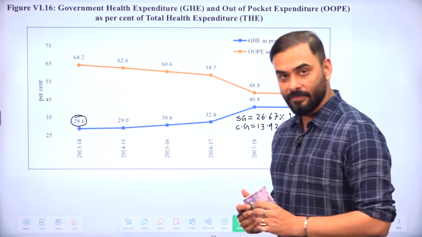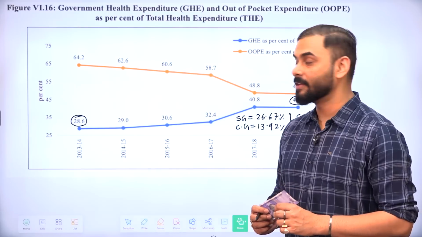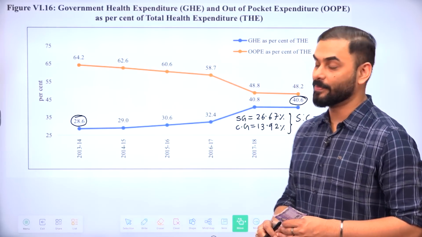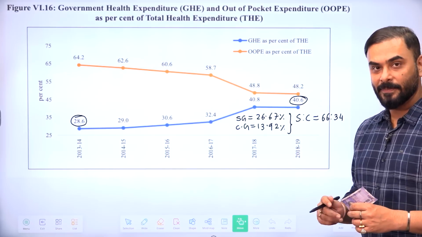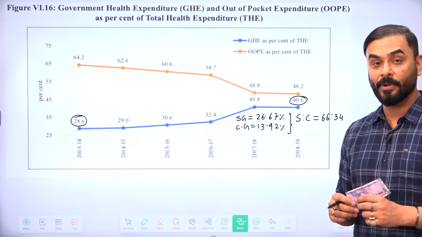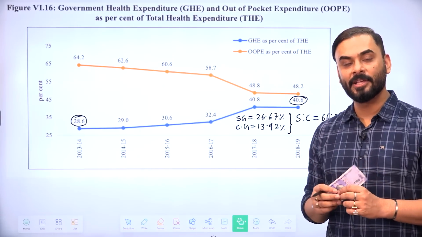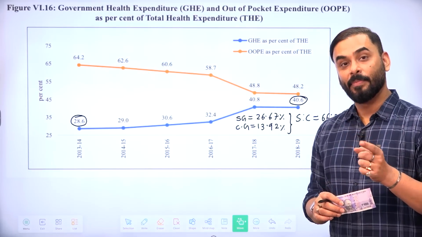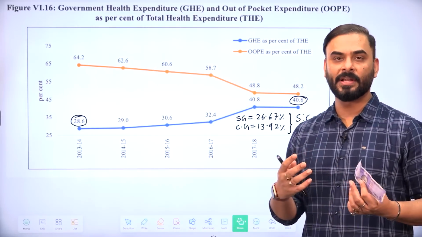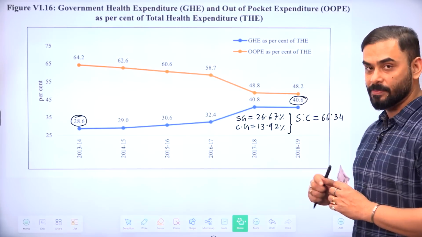So in the year 2013-14, if India was spending 100 rupees on health, contribution by government of India, both center and state, was 28.6%, and out of pocket expenditure by public was approximately 64.2%. In the year 2018-19, the contribution by government is 40%, the contribution of public is approximately 48.2%, which means that nearly half of the total health expenditure in India is done by public through out-of-pocket expenditure. I think out-of-pocket expenditure can be reduced, not for a person like me, but for people who actually need it. So government should try to reduce the out-of-pocket expenditure.